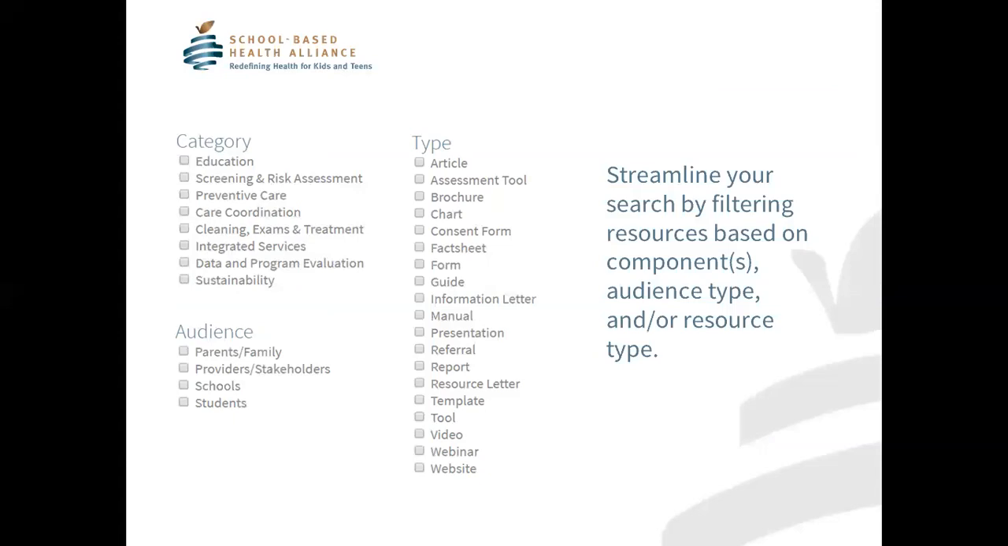But wait, there's more. Visitors of the School Oral Health Resource Library can further filter the resources they're looking for using this handy filtering tool we've created. As you can see, the options are many. Users can search by category, which are components, audience type, and resource type. We've added this filtering tool to be a direct route to what you need and to cut out the things you may not need right now. Now that we've gone over the structure of the library, let's take a look at the resource entries themselves.